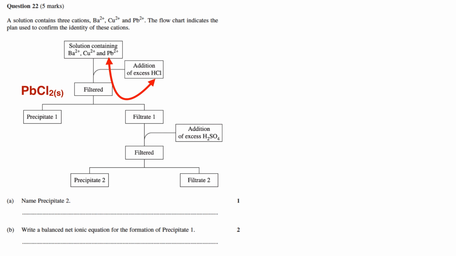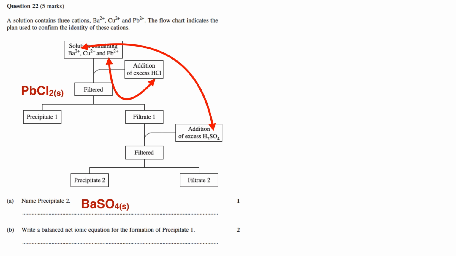Sulfate 2-. If you went back to our theory, you'd remember you add sulfate second to try and draw out barium and/or calcium. Obviously in our solution, barium's the only possibility. So when they filtered off the precipitate, precipitate 2 must have been barium sulfate. It's the only one of these ions, once lead's been eradicated, that will react with sulfate in solution. So we can now name precipitate 2 as barium sulfate.